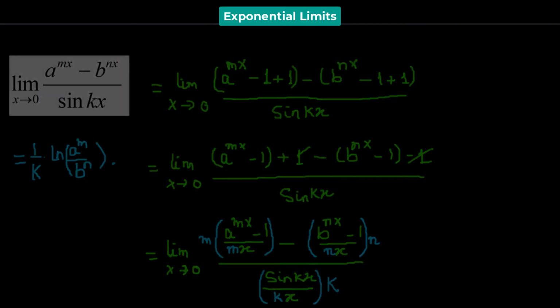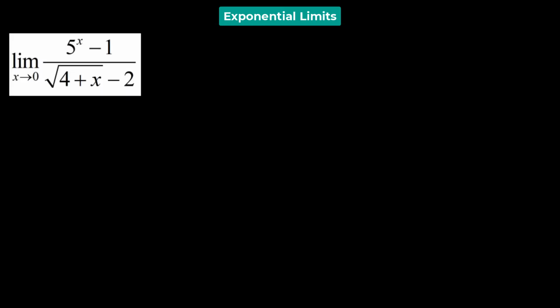Let's go to the next question. So we need to determine the limiting value of this given function when x approaches 0. So we begin by rationalizing the denominator. So that will be limit x approaching 0. So we have 5 raised to the power of x minus 1. Then we're going to multiply it by square root of 4 plus x plus 2.